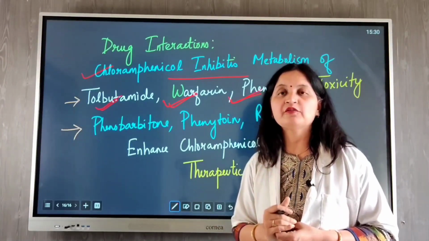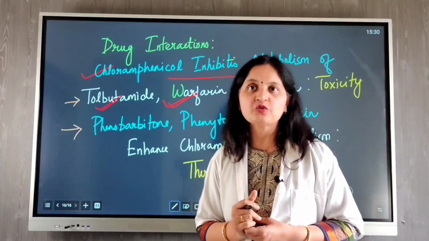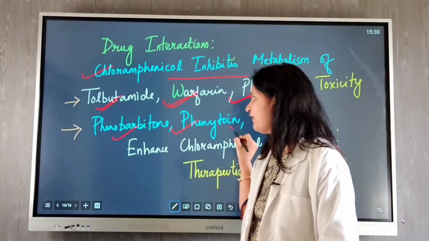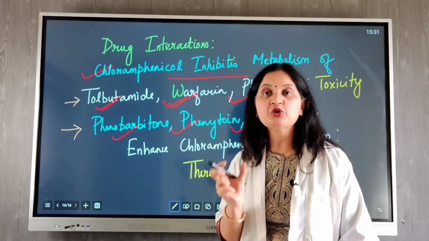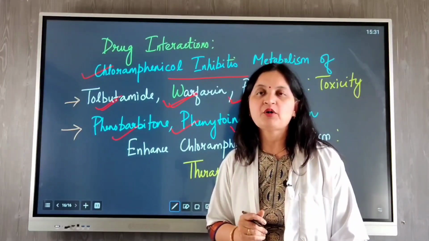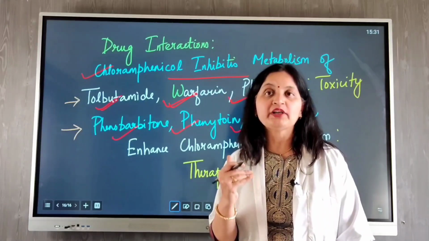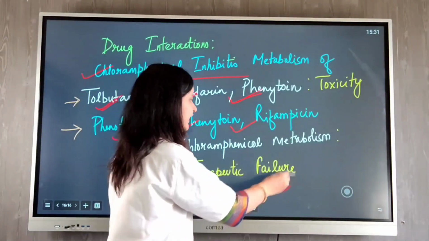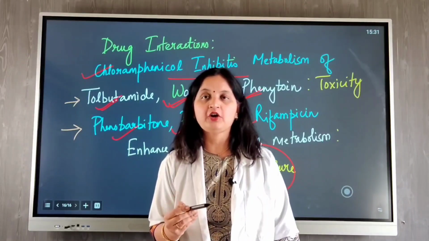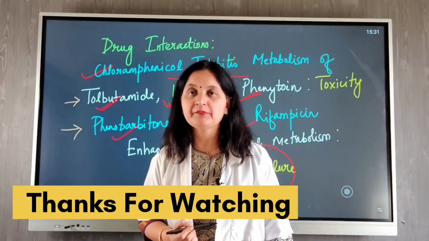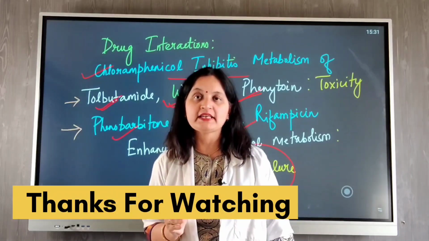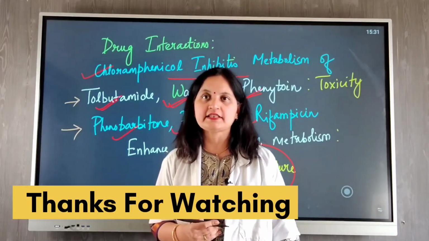Also, the metabolism of chloramphenicol can be induced by drugs such as phenobarbital, phenytoin and rifampicin, because these are inducers of metabolic enzymes. They enhance the metabolism of chloramphenicol, leading to therapeutic failure. So therapeutic failure can occur because of increased metabolism of chloramphenicol, and toxicity can occur because chloramphenicol acts as an inhibitor of metabolic enzymes.